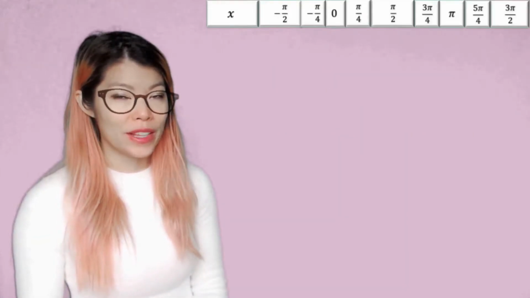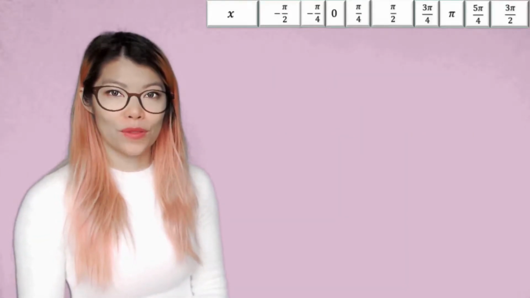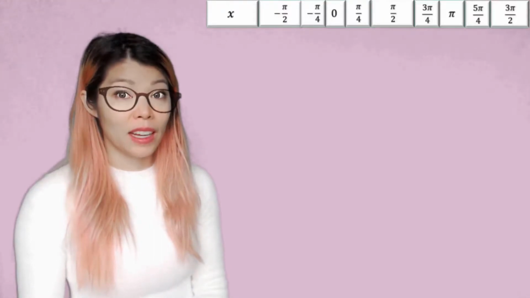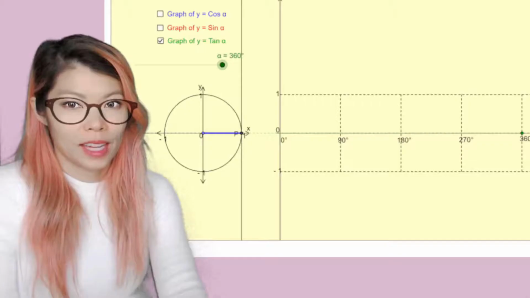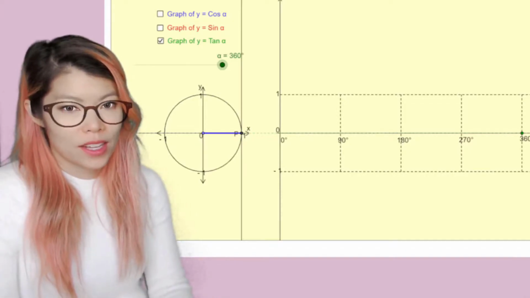We're going to look at a unit circle and we're going to plot each of the points and see what it looks like. Let's use GeoGebra. So let's start by sketching a tan graph.